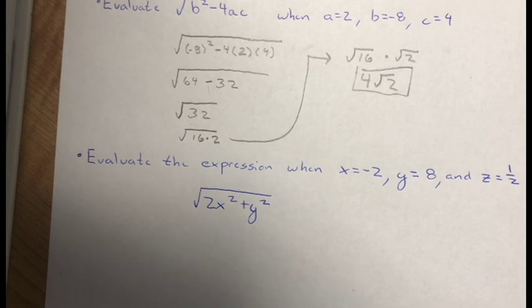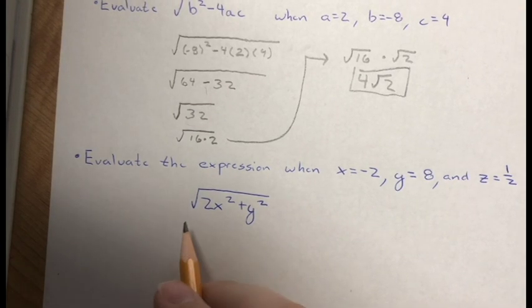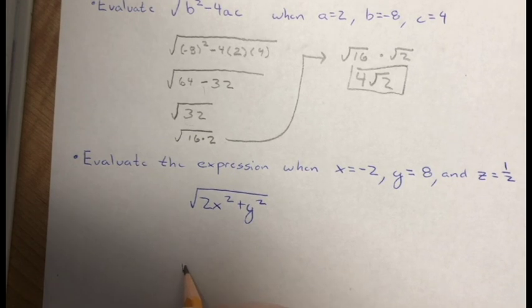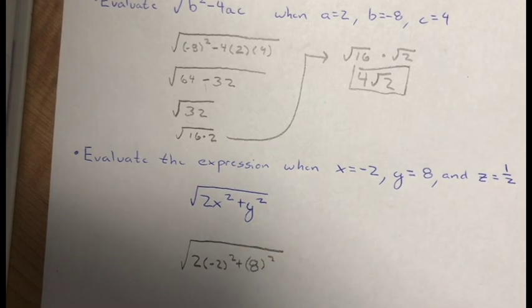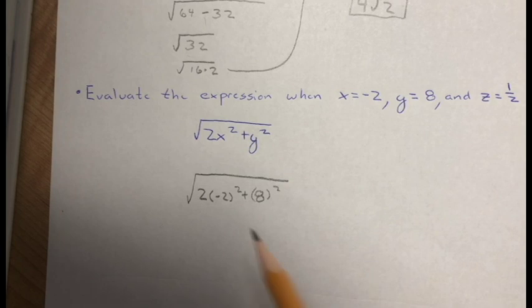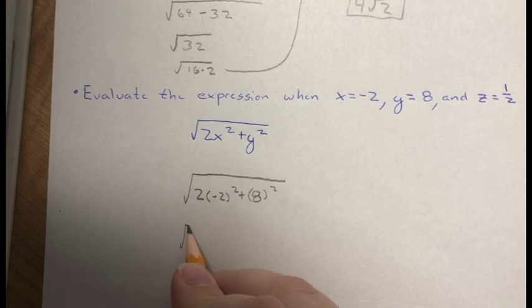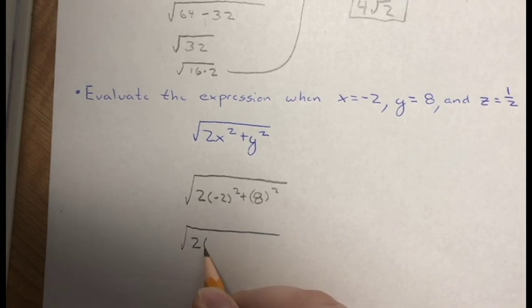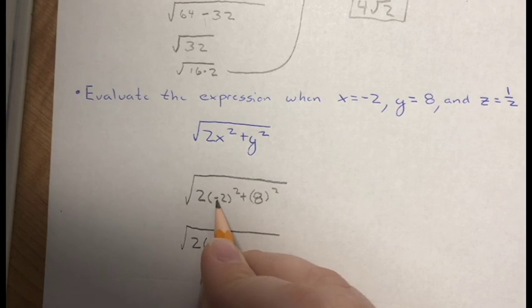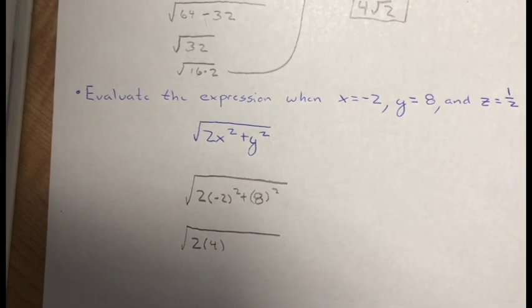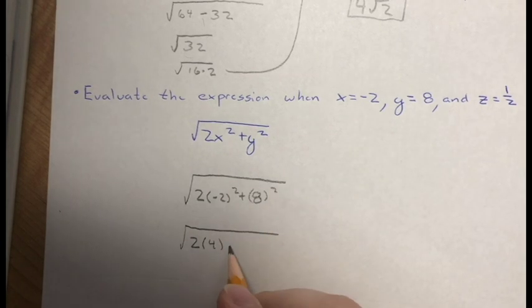All right, evaluate the expression when x is negative 2, y is 8, and z is 1/2. So let's plug everything in. The square root of 2 times negative 2 squared plus 8 squared. Hey, we didn't happen to use the z in this one, so that's fine. So let's follow PEMDAS. We're going to go inside of our radical this time, and we're going to work it out and use our exponents. This would give me 2 times 4, because negative 2 squared is 4, because negative 2 times negative 2 is 4. And then I'm going to add 8 squared, which is going to give me 64.